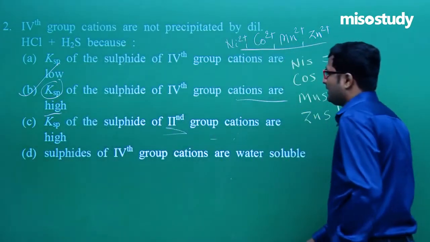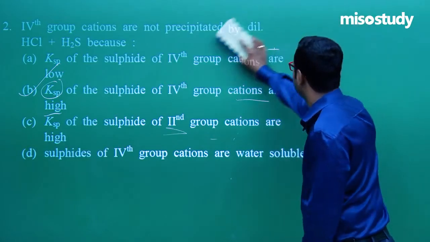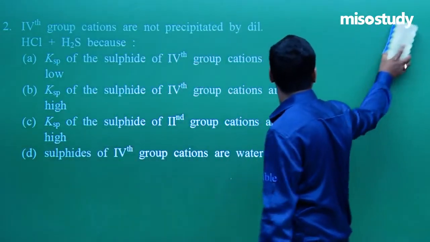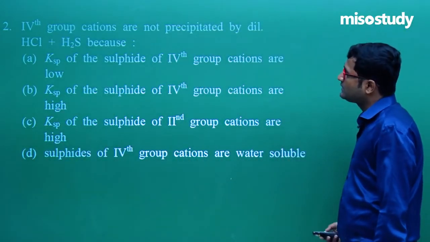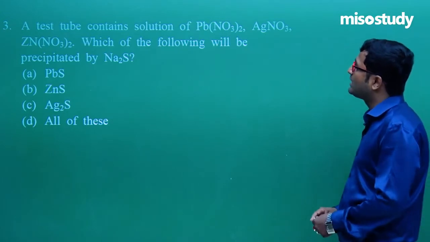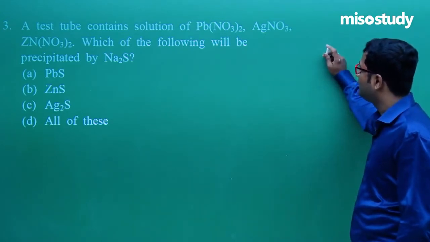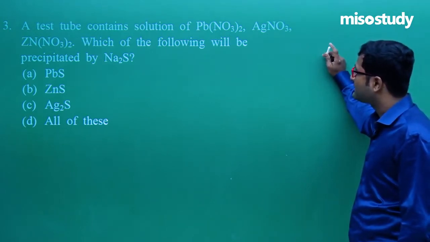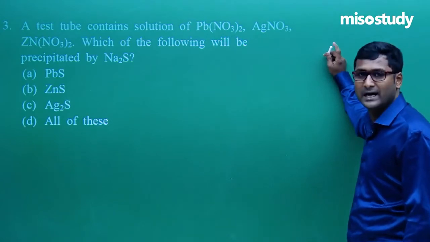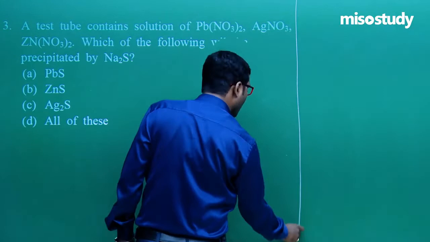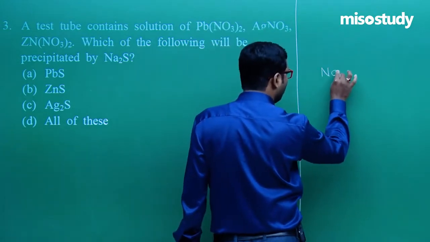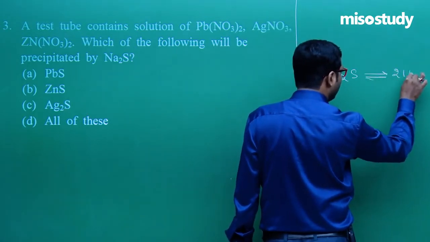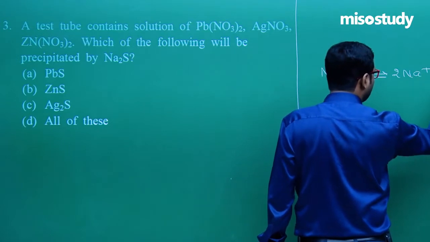Now let's move to the next question. Check it out, question number 3. A test tube contains a solution of Pb(NO3)2, AgNO3, and Zn(NO3)2. Which of the following will be precipitated by Na2S? As we all know, when Na2S dissolves in water, it completely dissociates and forms 2Na plus and S2 minus, that is the sulfide ion.